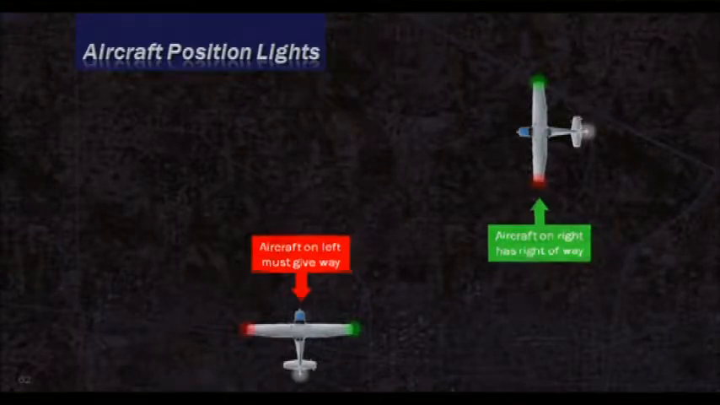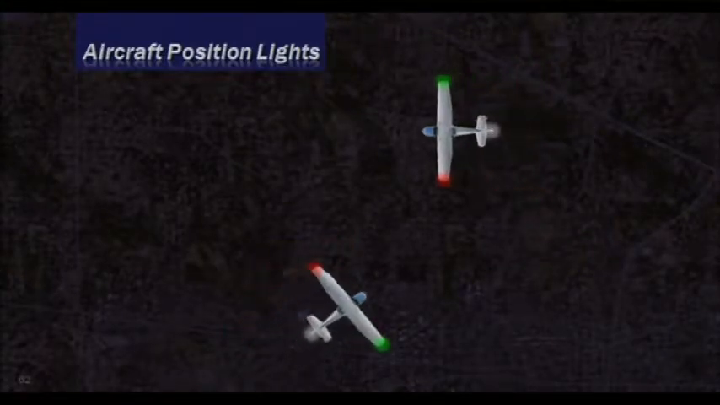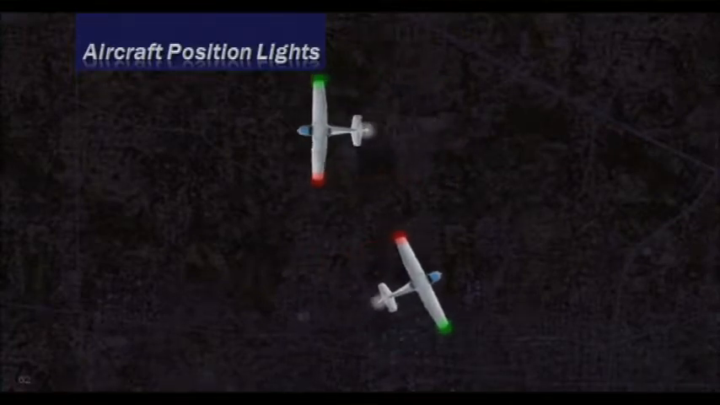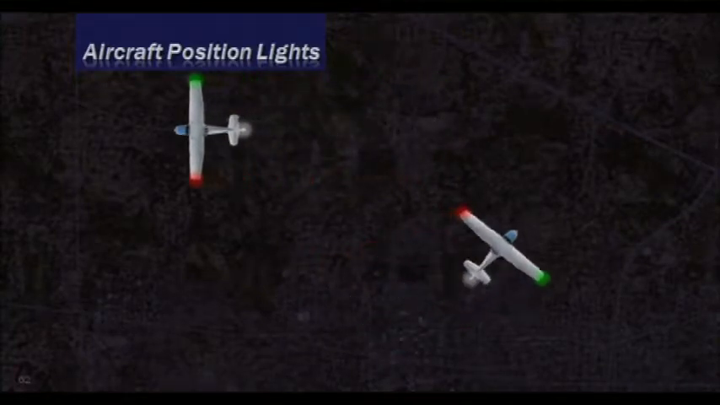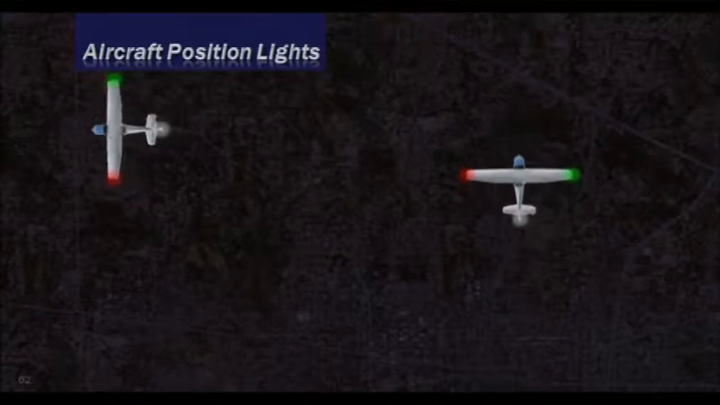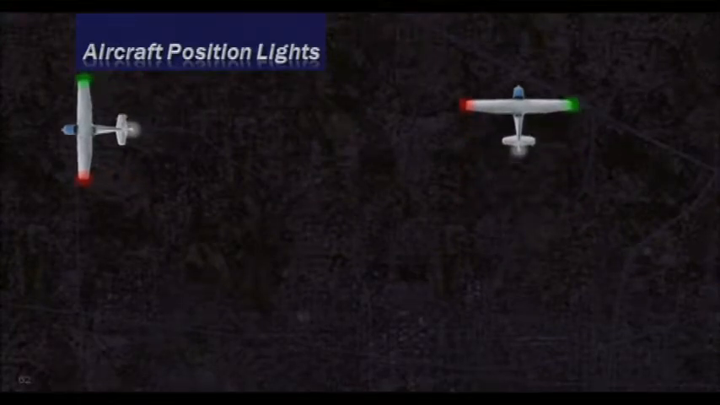You can see that the aircraft to the left alters course. Your airplane continues on the original flight path. Of course, you should never assume that the other pilot sees you and will change course to avoid you.